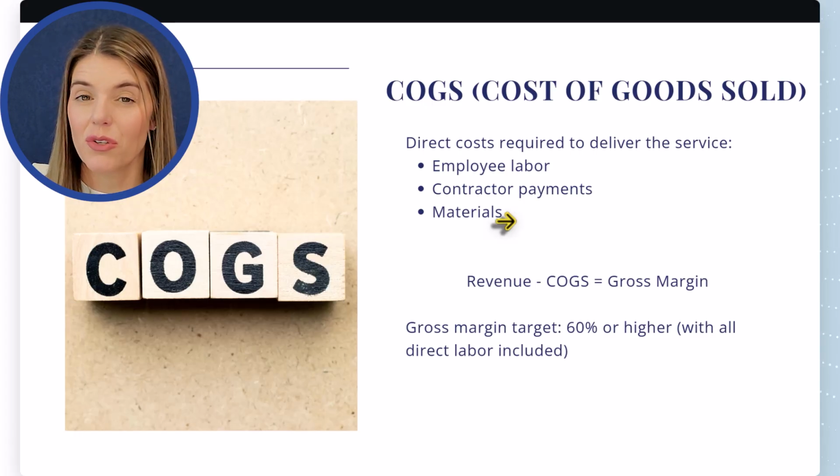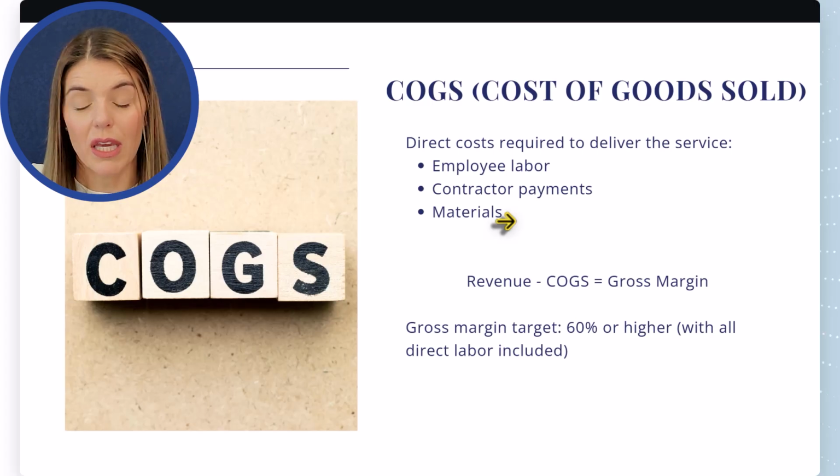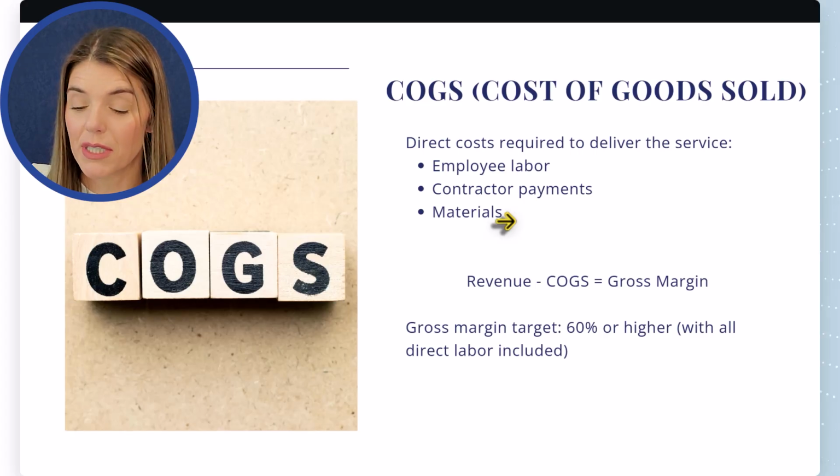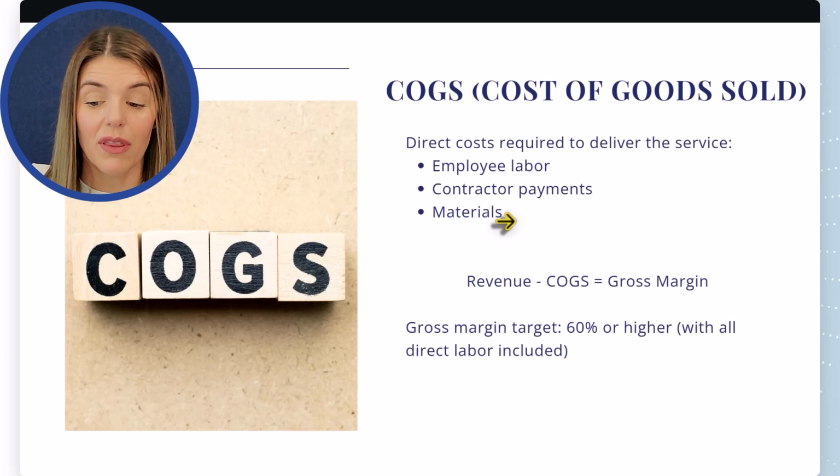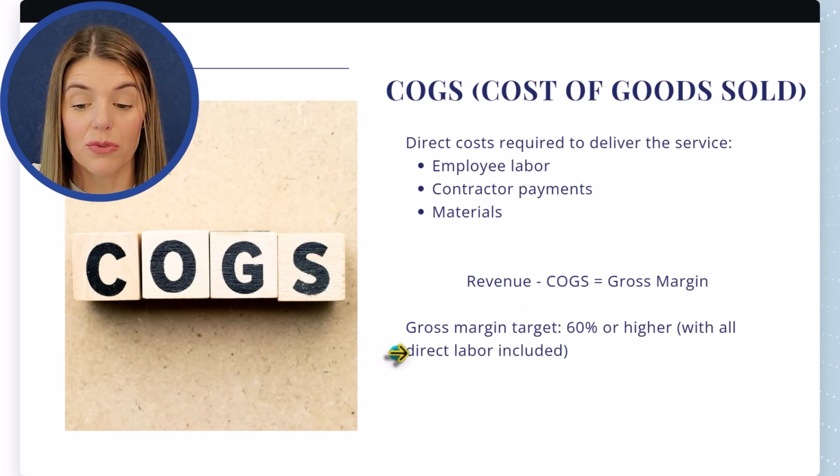Just to point back to the profit and loss statement, your revenue minus your cost of goods sold equals your gross margin. Okay, so revenue minus cost of goods sold equals gross margin. And I just put a target here for you guys. A gross margin target for most service-based businesses should be 60% or higher.